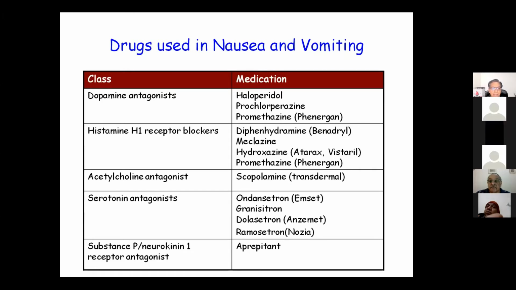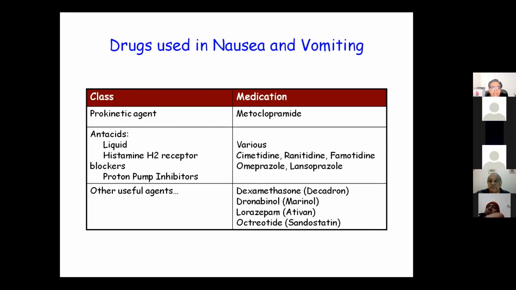We can have histamine receptor blockers like diphenhydramine or promethazine. We can use the acetylcholine antagonists like scopolamine, or serotonin antagonists like ondansetron, or longer-acting drugs like granisetron or palonosetron even. The neurokinin 1 receptor antagonist, which is one of the emerging drugs and has found an important role in the management of nausea, vomiting in cancer patients, which includes aprepitant and the newer molecules related to neurokinin 1 receptor antagonist. We also use prokinetic agents like metoclopramide.